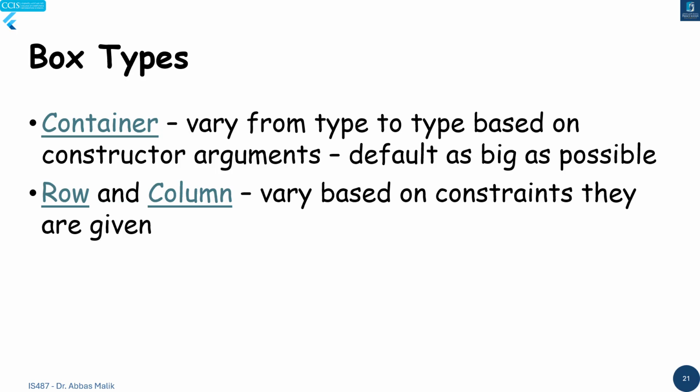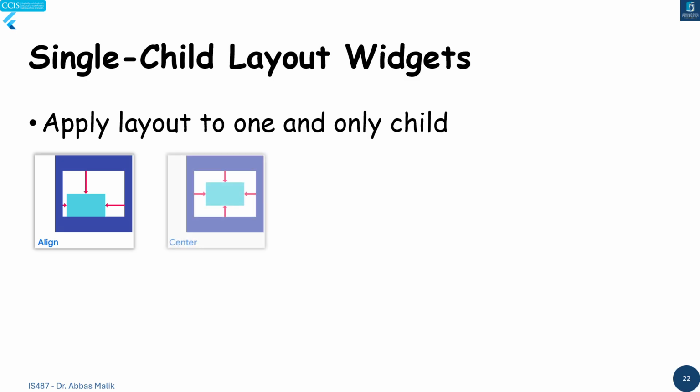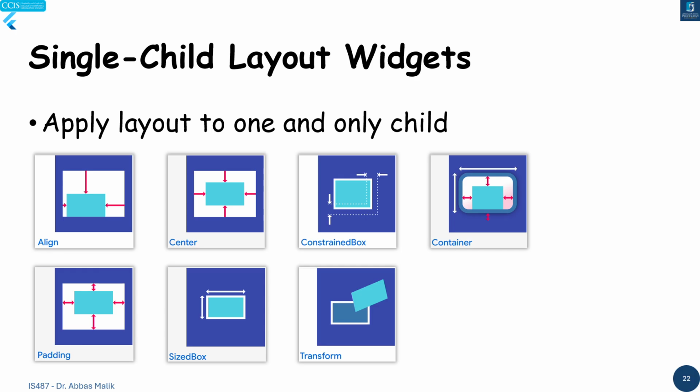So we have two types in terms of the child. We have two types of widgets: single child layout widgets, which can contain only one child. Here are some examples: align, center, constrained box, container, padding, sized box, transform. All these can only have one child, and then they can apply the layout constraints, like size and position, on that single child only.